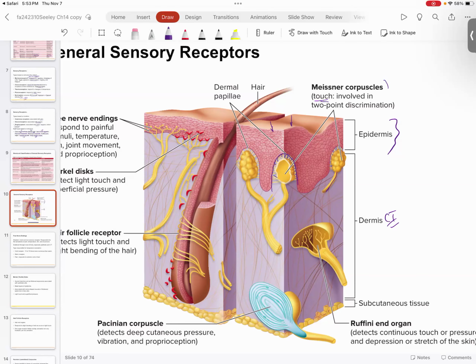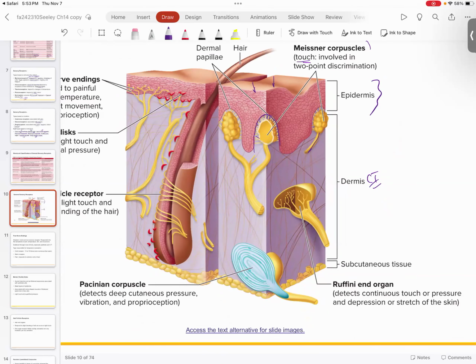Now, deeper down into the dermis, which is the reticular layer, you're going to see another structure called the Ruffini end organ. And so this one, its job is to detect continuous touch or pressure or depression of the skin. So it kind of like gives you more long-lasting sensation.